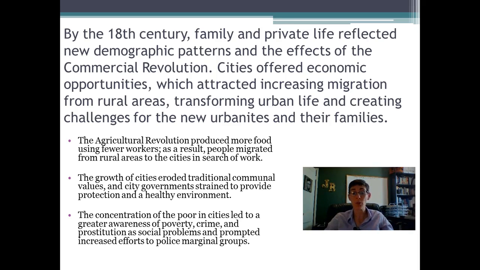The concentration of the poor in cities led to a greater awareness of poverty, crime, and prostitution as social problems. This prompted increased efforts to police these groups, to stop this business of immorality and horrible living and things like that. But unfortunately, at this period, people are blaming the poor. They are blaming those who seem to have no other option, as opposed to looking at the circumstances surrounding these people that would result in them choosing these professions or being stuck in these sorts of awful living situations.